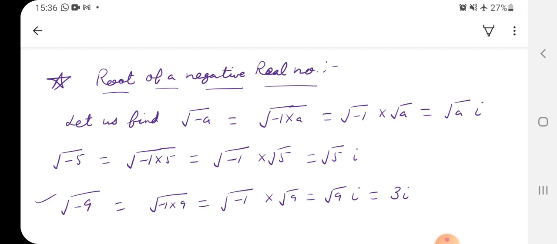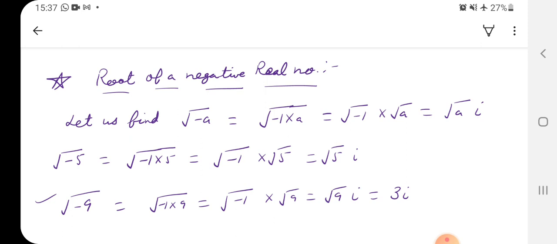Now root of minus a, if we have to find it, suppose, it will be root of minus 1 into a. So I can write it as root of minus 1 into root of a. Root of minus 1 is iota, so we will get root a iota. Next, suppose we have to find root of minus 5. We will get root of minus 1 into 5, so root of minus 1 into root 5. Root of minus 1 is iota, so we will get root 5 iota.